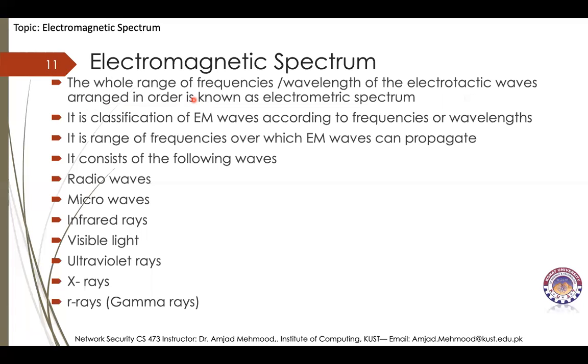As I mentioned in my previous lecture, it is a classification of electromagnetic waves according to frequencies or wavelengths. It is a range of frequencies over which electromagnetic waves can propagate. It consists of the following waves: radio waves, microwaves, infrared rays, visible light, ultraviolet rays, X-rays, and gamma rays.